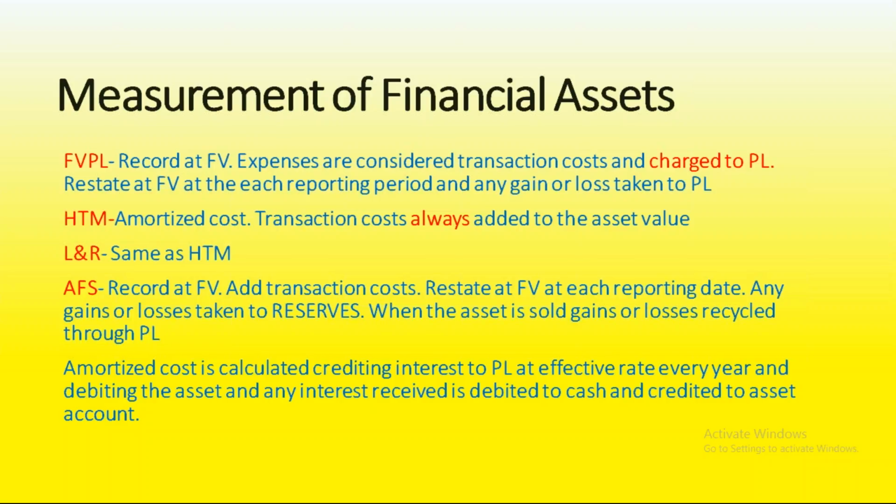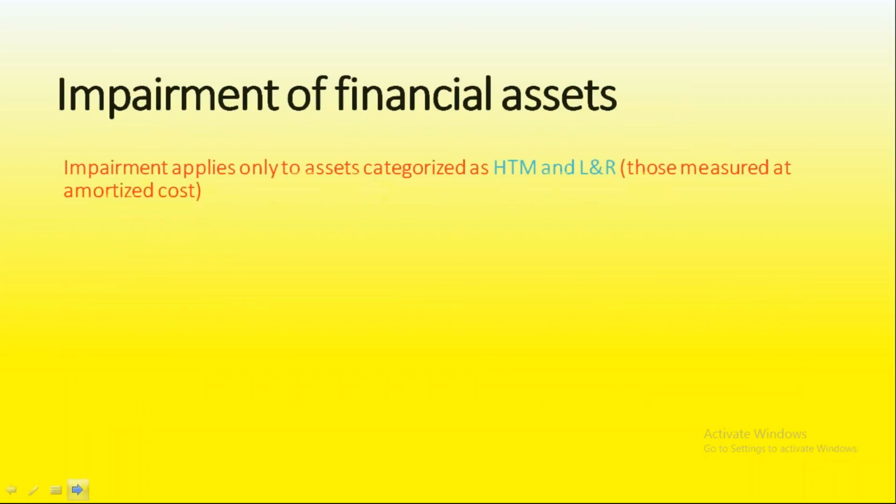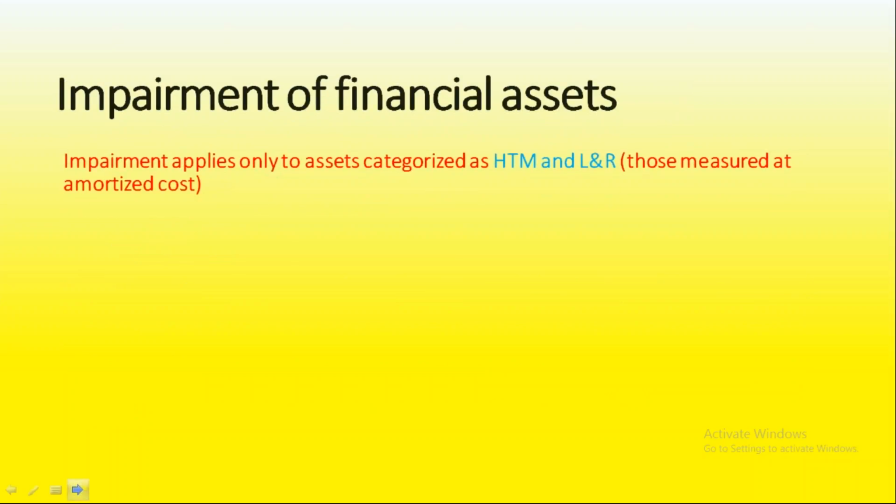For HTM and loans and receivables, second and third categories, it's amortized cost that is credited to the P&L, and any interest received is debited, or credited to the asset account. Measurement of financial assets, as I said, impairment will only apply to HTM and L&R because the other two are always measured at fair value, so there is no impairment.